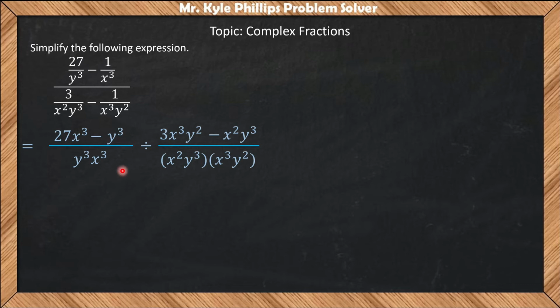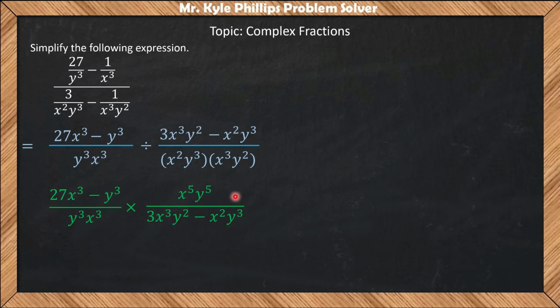Now, when you're dividing fractions, remember that you have to multiply by the reciprocal. So there's that little saying, keep the first, change the sign to multiplication, and then flip the second fraction. So we'll go ahead and keep the first the same, change our division to multiplication, and then we're going to flip this fraction. Now, when I do that, I'm going to go ahead and multiply my denominator here. So x squared times x cubed is going to be x to the fifth, and y cubed times y squared is going to be y to the fifth.